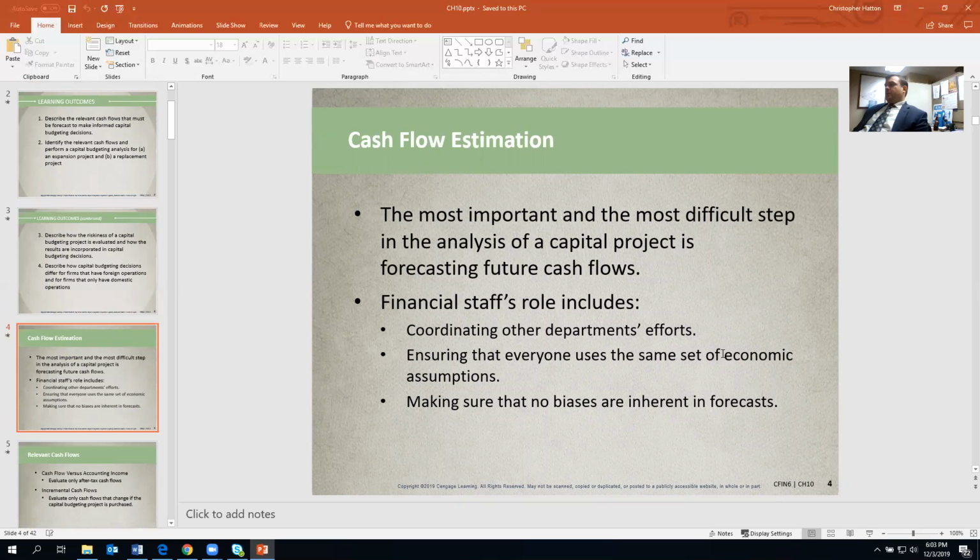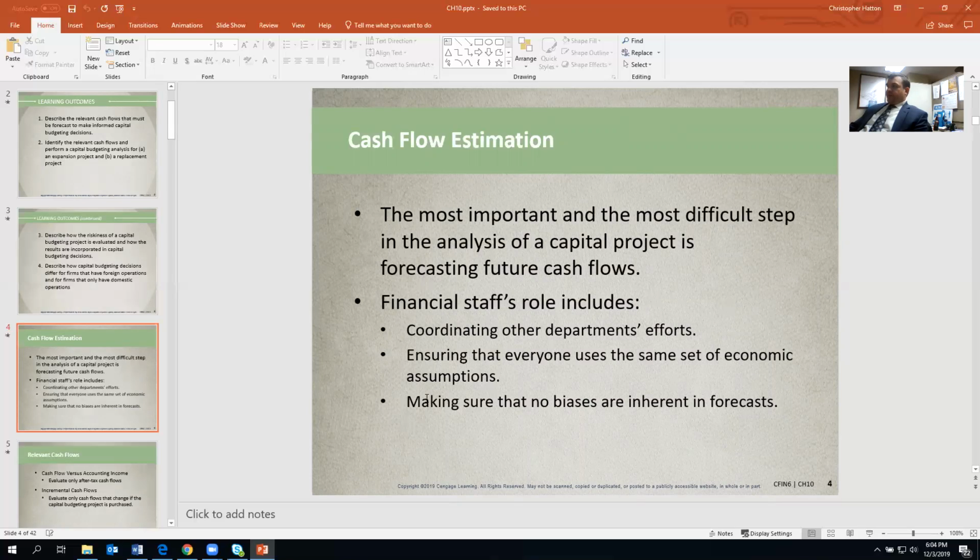So estimating cash flow, the most important and most difficult step in the analysis of a capital project is forecasting future cash flow. So you have a certain amount of information, and we've been going over this more in chapters 6, 7, 9, and now this chapter, but you have to go off of the information that's available. So if you estimate that either the interest rate or the coupon, the bond payments will remain the same, or if a dividend will increase over time, you're going to have to work with what information is given.